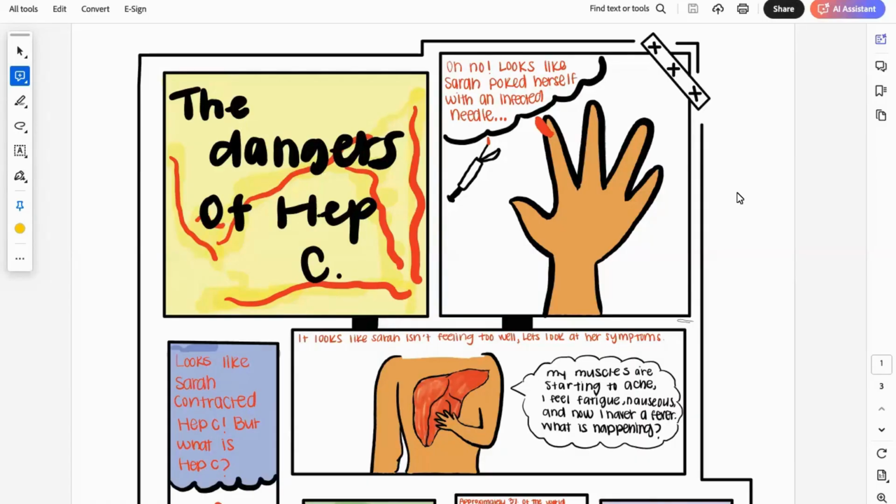My muscles are starting to ache. I feel fatigued, nauseous, and now I have a fever. What is happening? Looks like Sarah contracted Hep C. But what is Hep C?